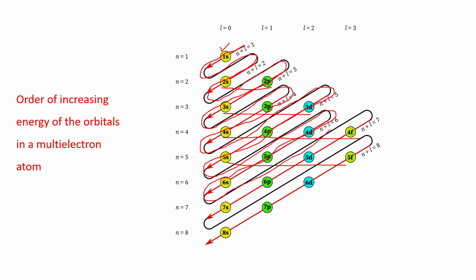And then after 6s, 4f, then 5d, this is 6p, 7s, and after 7s, this is 5f, 6d, 7p, and 8s, and so on. This is according to the n plus l rule. This is one way to remember the order of increasing energies of the orbitals. Is it clear?